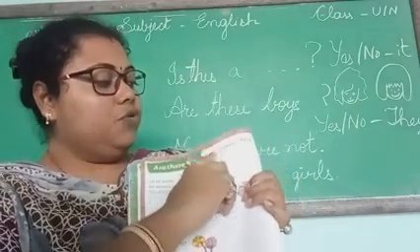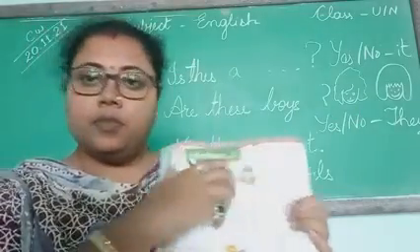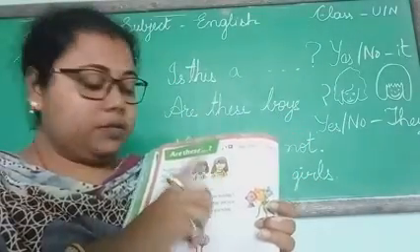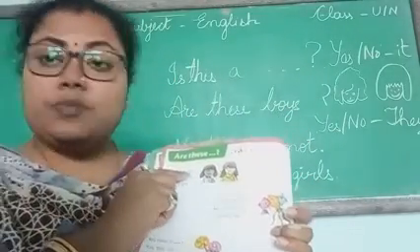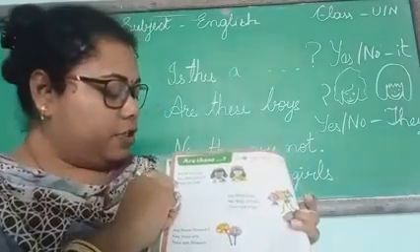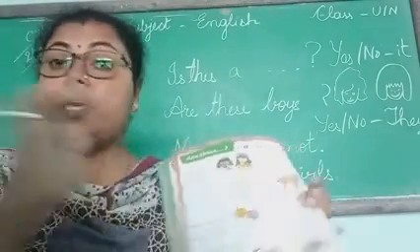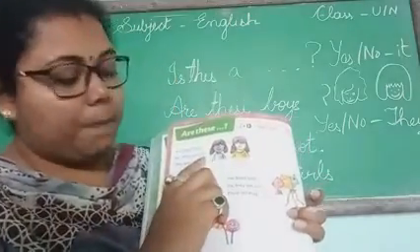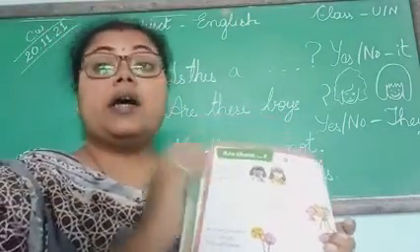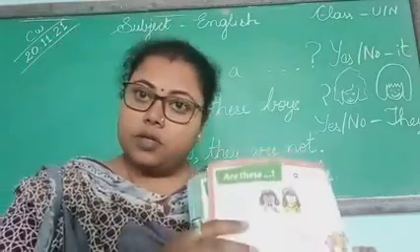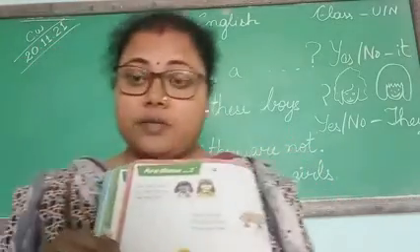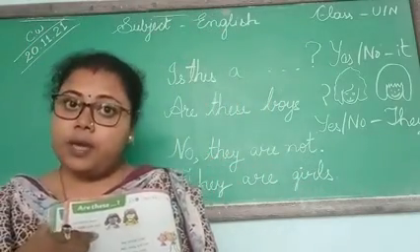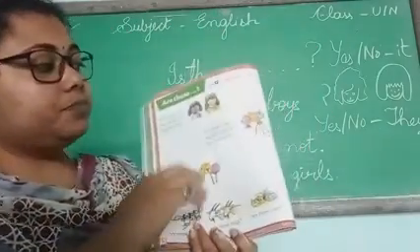Are these, no, yes, and they. Okay? See here. Picture. There is a picture of two girls. What is the question? Are these boys? Then what is your answer? No, they are not. No, they are not. Full stop. Next, they are girls. Okay? Use of they. They are not. They are girls.